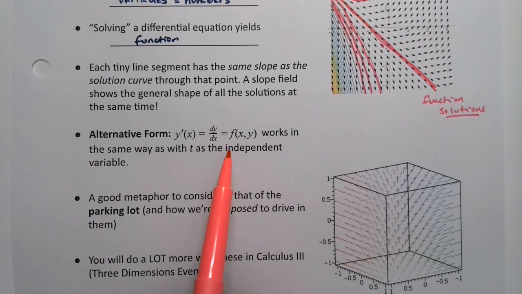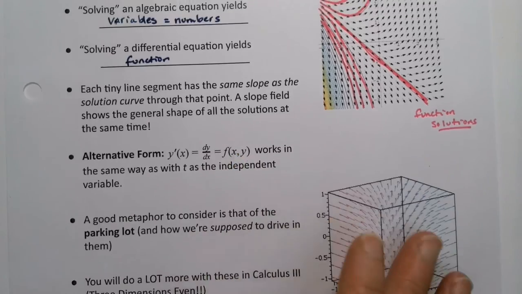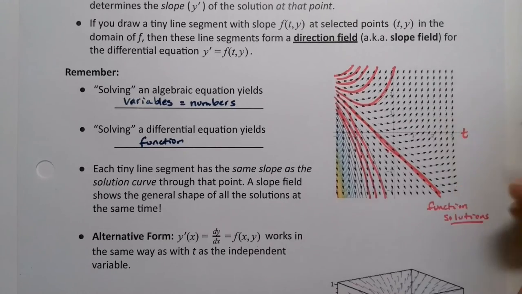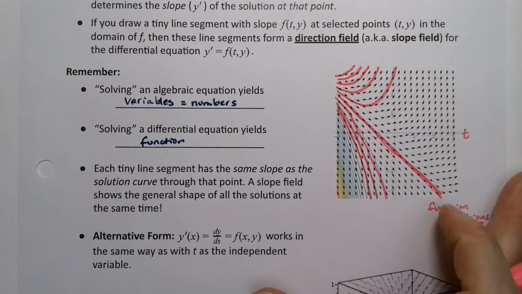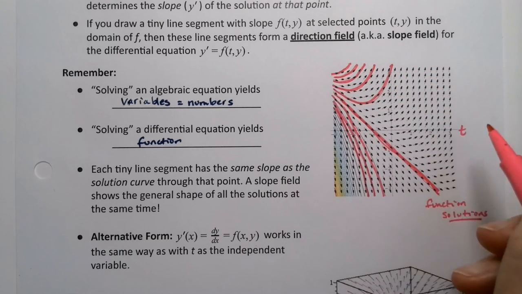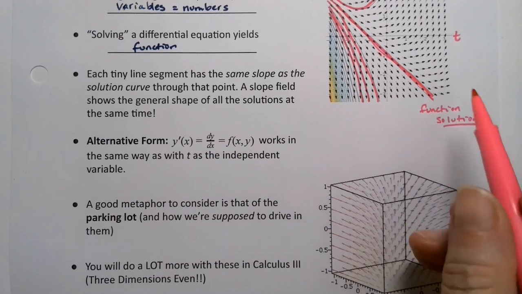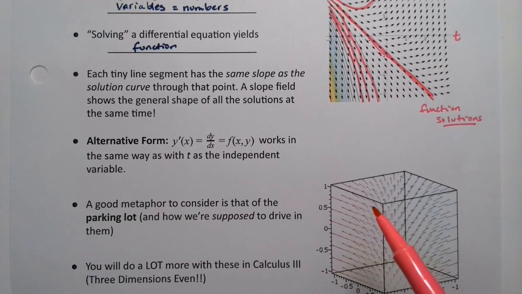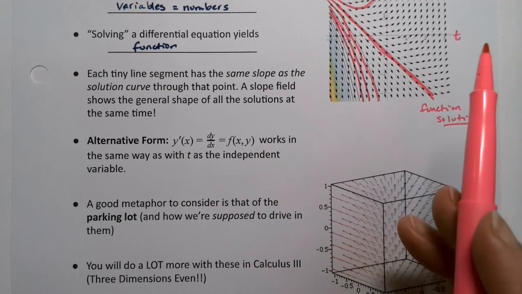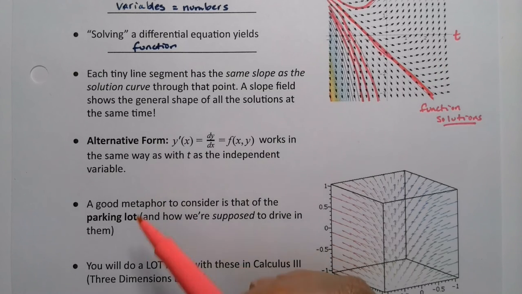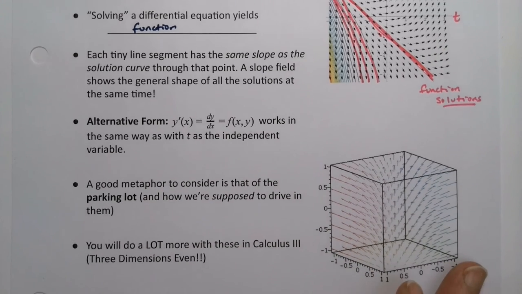It actually works the same with t as with x, because this is the t axis and this is the f prime of t axis. But that's the t axis, and then it would work the same with x. So if you wanted to call that the x axis, it doesn't make any difference. So sometimes we use t as our independent variable, sometimes we use x as the independent variable, depending on what kind of problem we're doing.